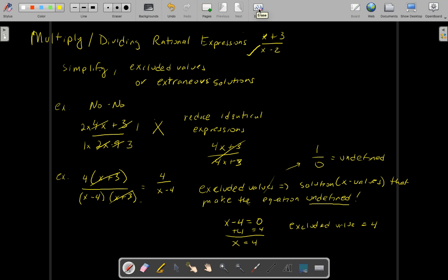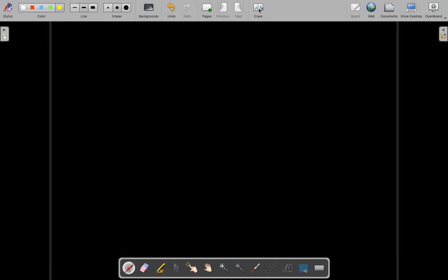So I'm going to go on to that right now. Let me give you an example. We have 2x squared minus 12x, and then we have x squared minus 2x minus 24. So we basically have 2 rational expressions, an expression on the top and an expression on the bottom. We just have to simplify.